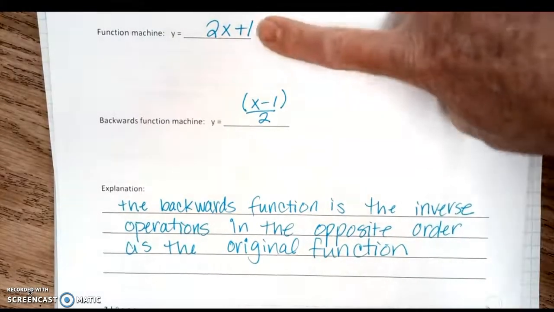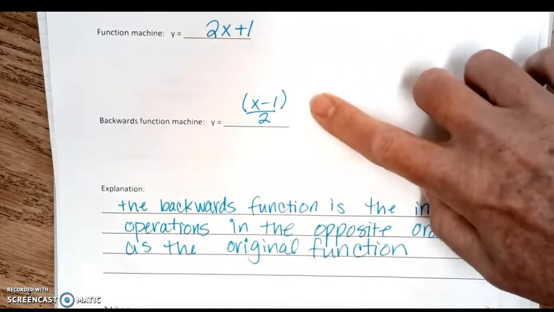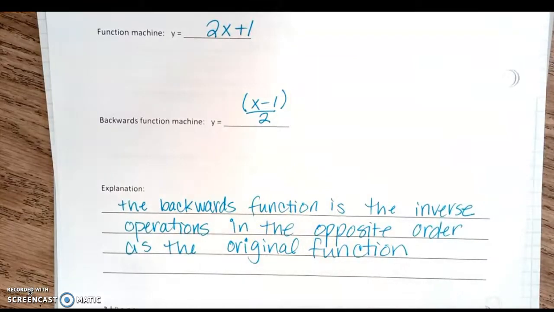So on the original function, we multiply first, then add. On the backwards, we have to subtract 1, then divide by 2. So not only are they inverse operations, but we have to do them in the opposite order. If you want to put that in your own words, you can, if you have a way that's going to help you remember that better.